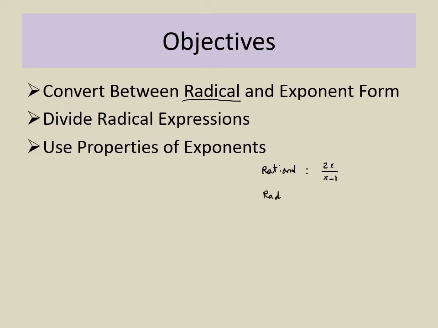Radical means root, the square root of x. That's a radical expression, and a fraction is a rational expression. So we're going to see what rational exponent means. Exponent means the power. So when we say a rational exponent, that means a power that has a fraction in it. So we're going to convert between radical form and rational exponent form, and we're going to divide rational expressions and use properties of exponents.